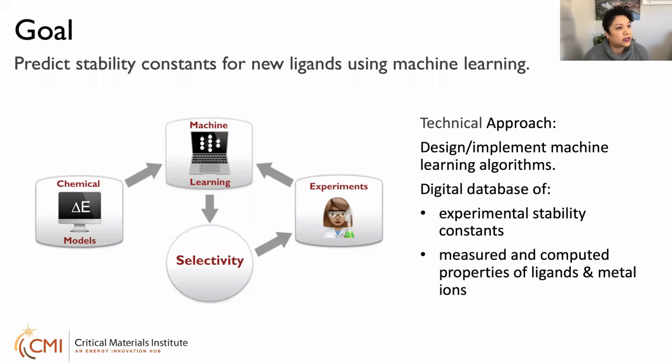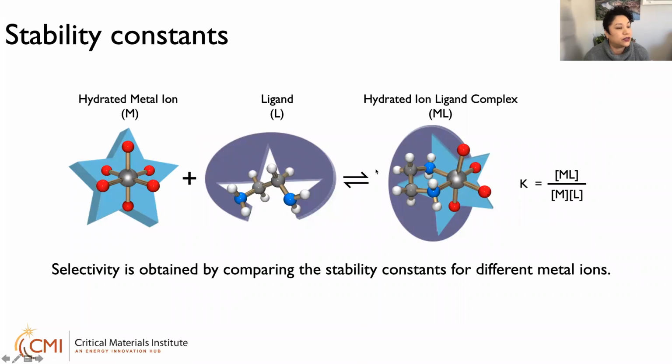So how do we predict selectivity? Well, selectivity is defined by comparing stability constants between two different metal ions with the same ligand. And so here I show the definition of a stability constant. I represent my metal ion here with a hydrated metal ion, the ligand, and then the metal ligand complex. K is just the concentration of the metal ion complex relative to the concentration of free ligand and free metal ion in water. So we're focusing on stability constants in water. Comparing two different Ks is what gives you the selectivity.